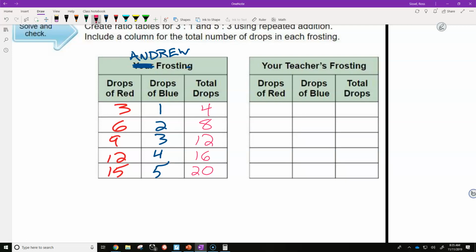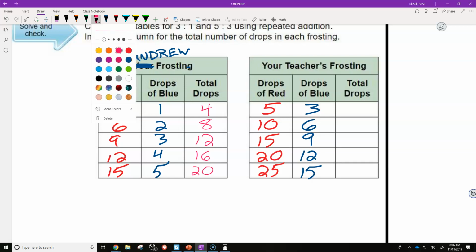Alright. Everyone okay with how we made his ratio table? We're going to make mine, and then we have to learn how we compare them. What was my ratio? 5 to 3. So 5, 10, 15, 20, 25. If you ever figure out this answer, don't shout out. This is a tricky one, and we want people to think. 3, 6, 9, 12, 15.